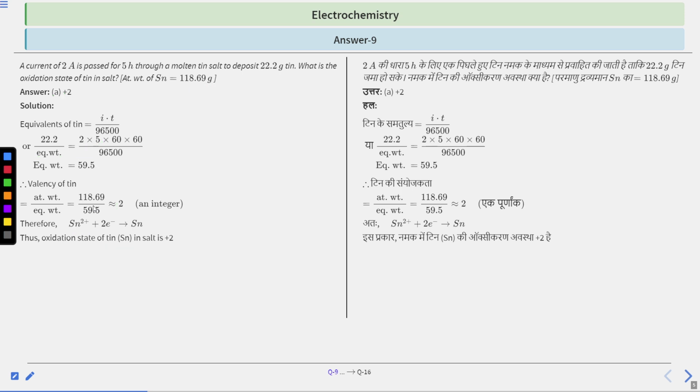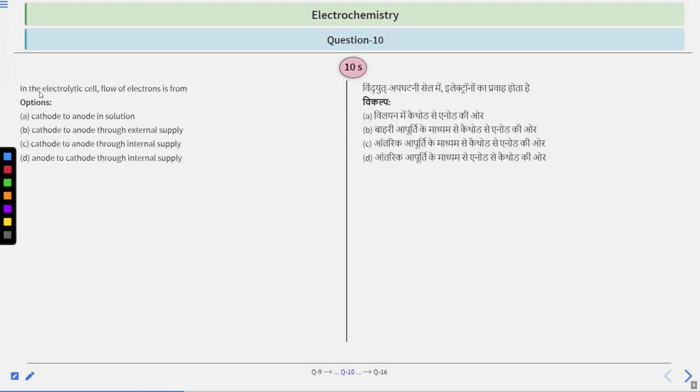Okay, let's move to the next one, that is question number 10. In the electrolytic cell, flow of electrons is from. So recall the concept of the electrolytic cell. We have to tell the flow of electrons is from where to where. Options are cathode to anode in the solution, cathode to anode through external supply, cathode to anode through internal supply, anode to cathode through internal supply. So you have 10 seconds to solve this question. After that, we will see the answer.